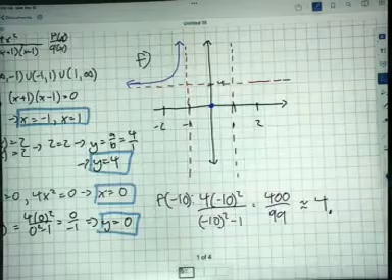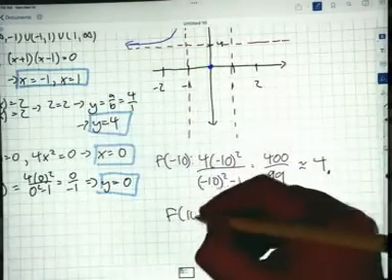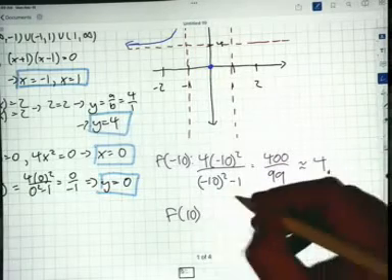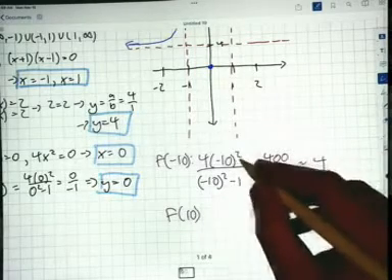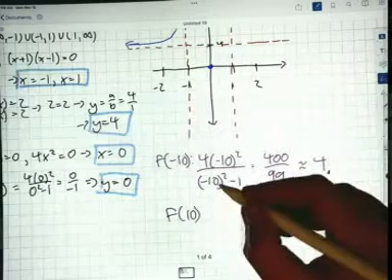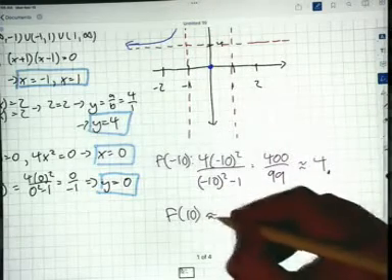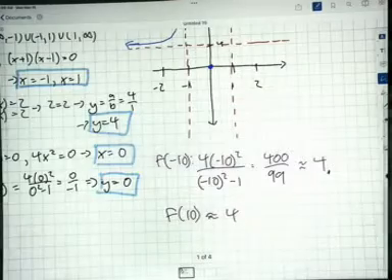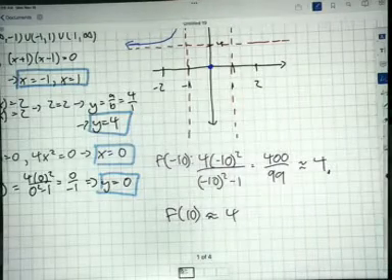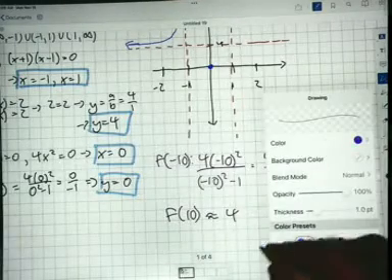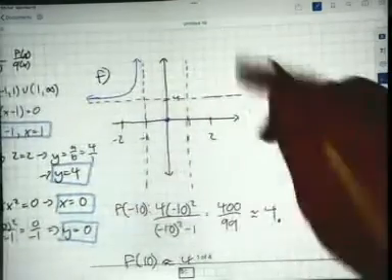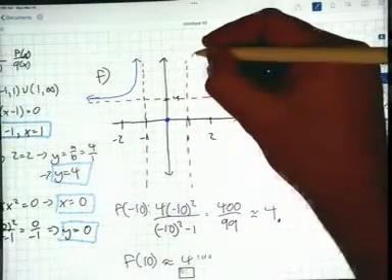And since all we're doing is squaring the 10, you're going to get the same thing here. Negative 10 squared is the same thing as positive 10 squared, so you're still going to get this approximately 4 something. I haven't pulled out my calculator, but you can get the exact value. It's going to do something like this.